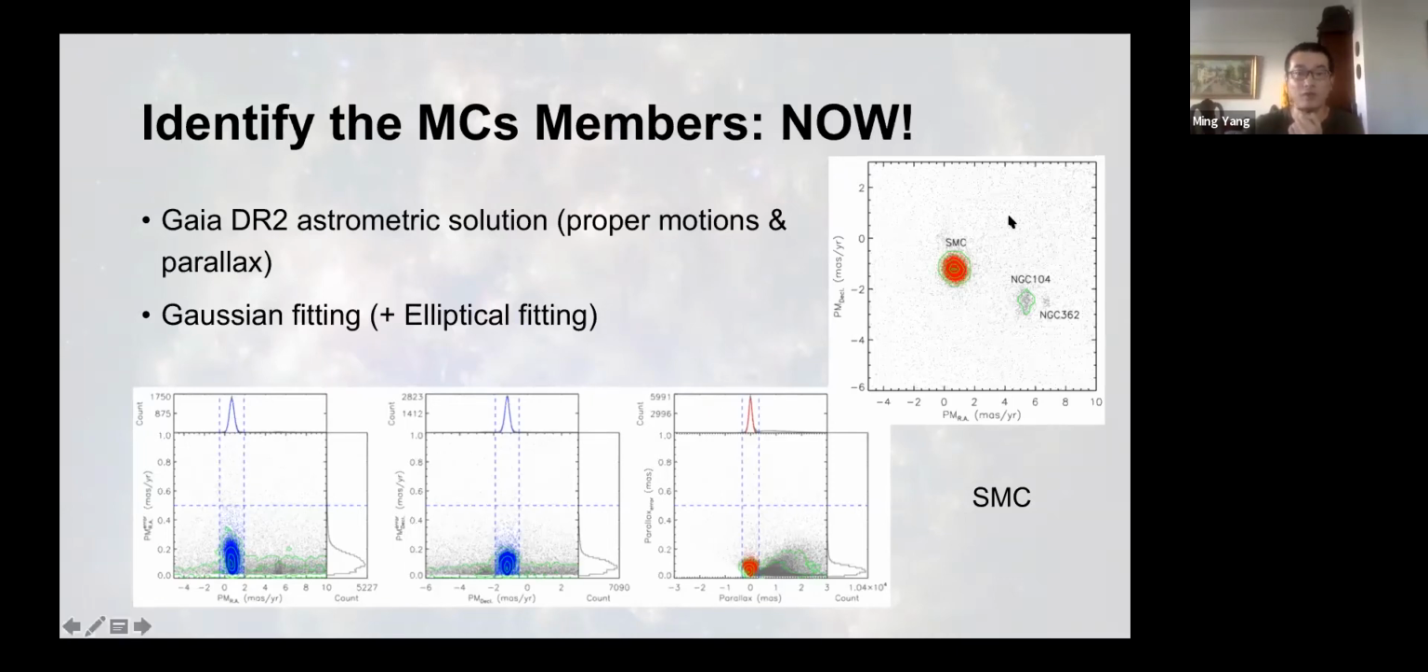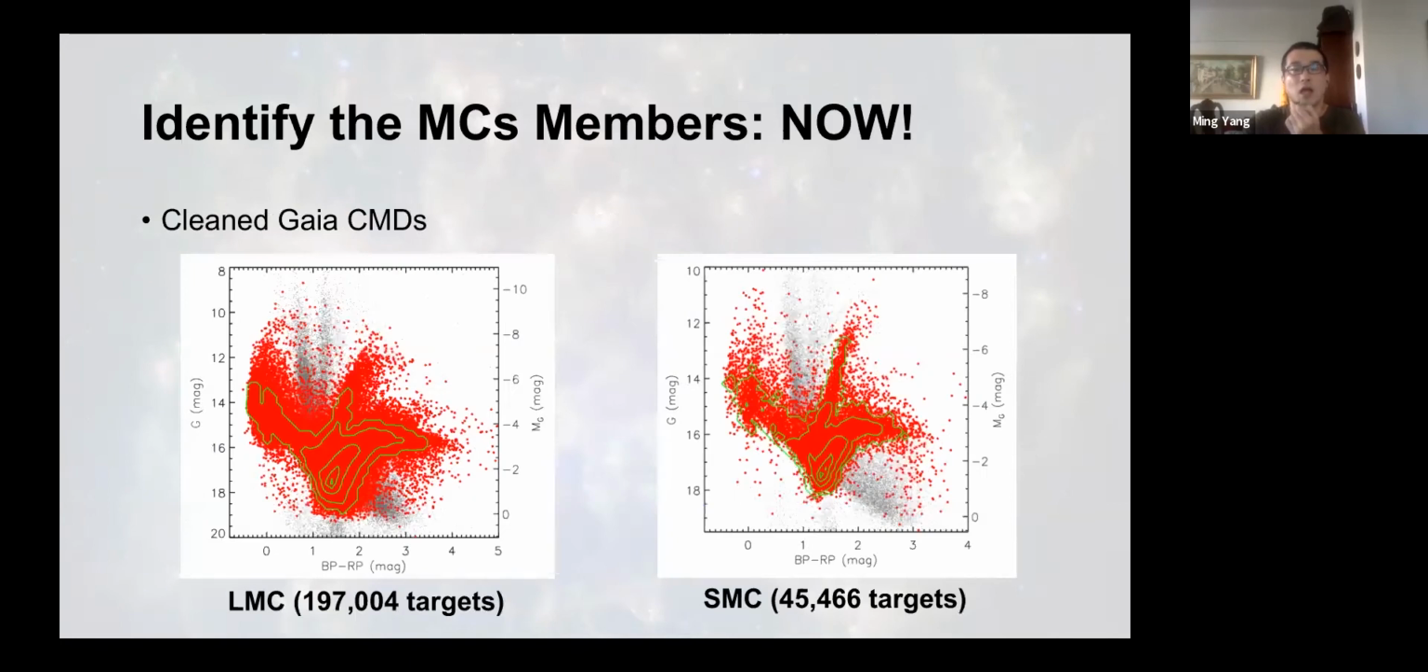Obviously, this method is very simple but efficient. We approximately have 99.5% accuracy. So we almost identify every target as an SMC member.